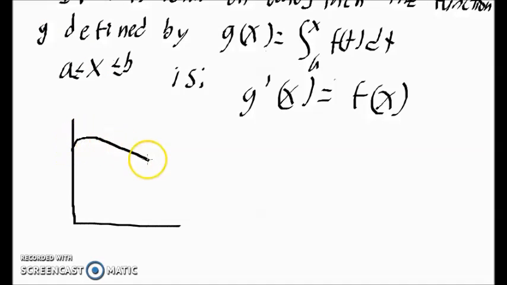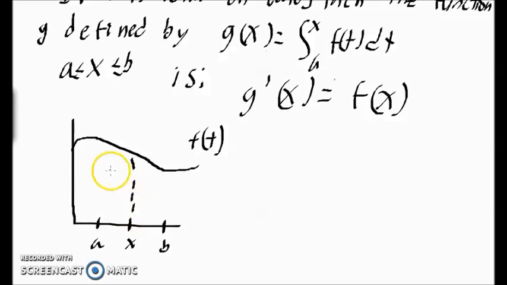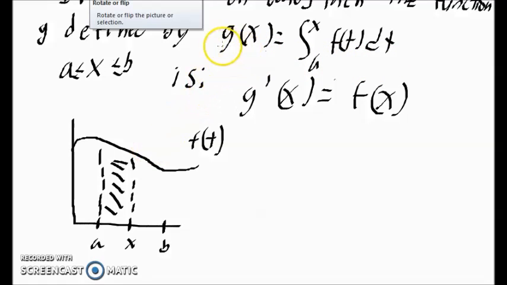So I'll try to give you a visual of this. We can have any graph here, and we can call that f of t, and it goes from a to b, where x is between a and b. So this right here is g of x, and the derivative of g of x is f of x.